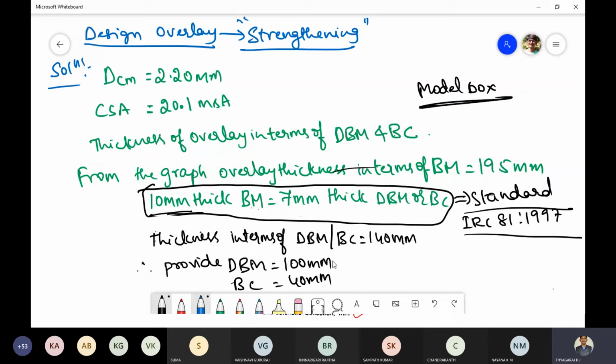How to bifurcate the DBM and BC is your wish, but I have done DBM equal to 100 mm, BC equal to 40 mm. Understood? Yes, sir.